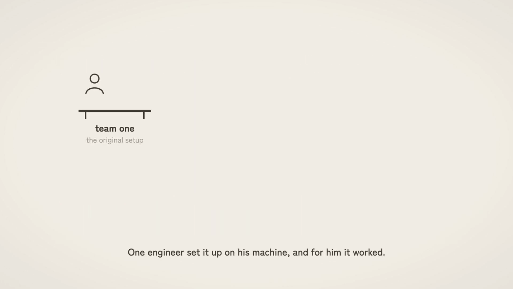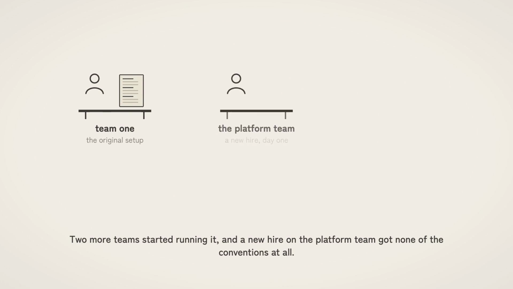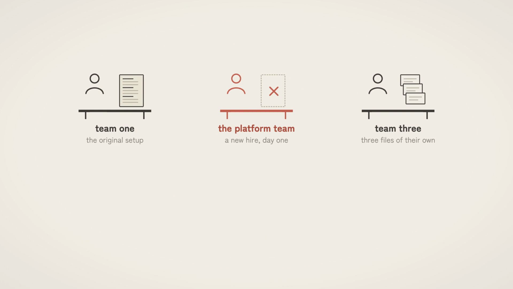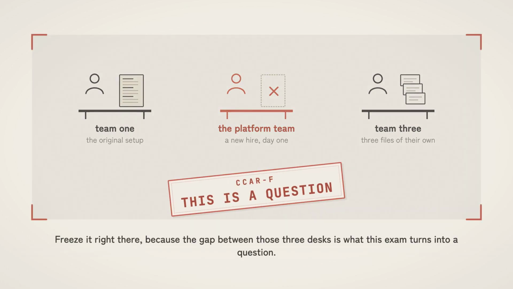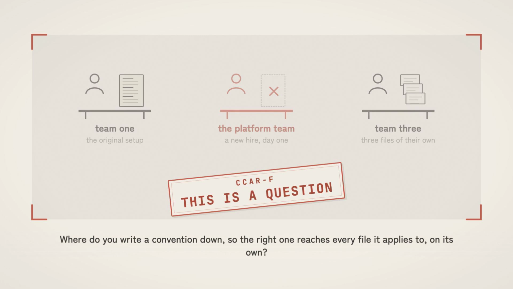One engineer set it up on his machine, and for him it worked. 2 more teams started running it, and a new hire on the platform team got none of the conventions at all. Freeze it right there, because the gap between those 3 desks is what this exam turns into a question. Where do you write a convention down so the right one reaches every file it applies to on its own?